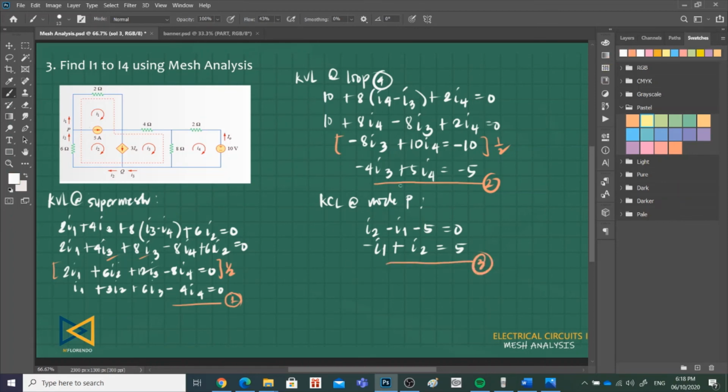Next, KCL again at node Q. I3 entering, plus 3 I sub O, which is the I sub O we need to replace, and minus I sub 2 equals 0. So I3 is entering and I2 is leaving: negative I sub 2 plus I sub 3 plus 3 I sub O equals 0.